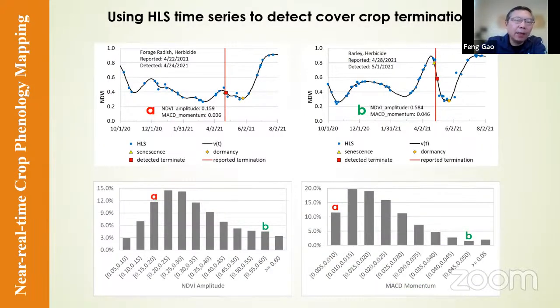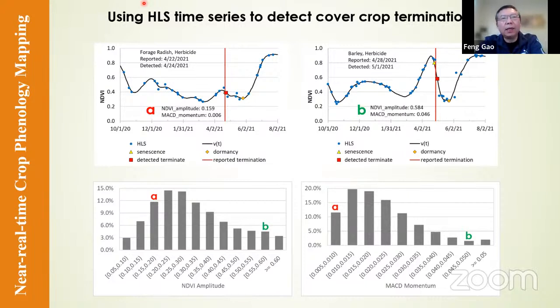The previous research, like the algorithm, was developed based on the Venus data, which is an experimental data set. But if we want to extend this approach to a large area, we use the Harmonized Landsat and Sentinel-2 data, which is 30-meter resolution with a 2 to 3 day repeat.